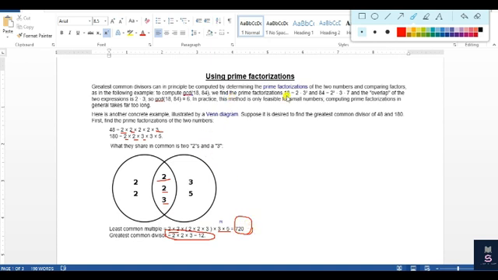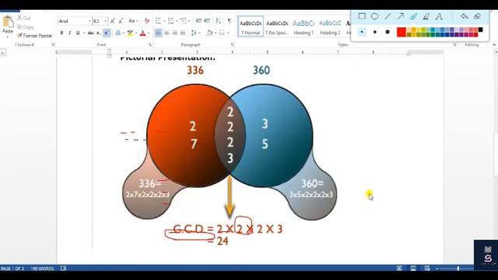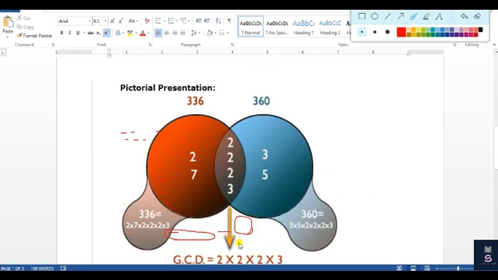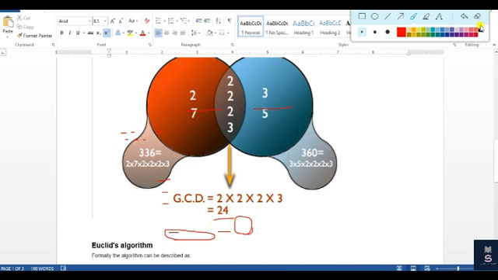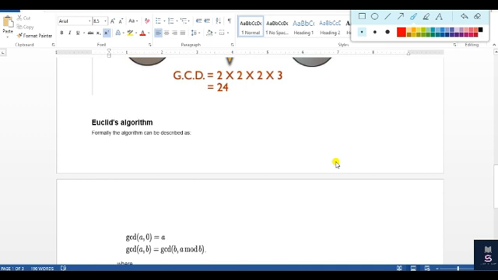So by prime factorization we can find the LCM of two numbers, and we can also find the GCD of two numbers. But in this coding example, I will discuss another method. This is a pictorial representation of the factorization of two numbers, for example 336 and 360, whose GCD is 24. Now I am going to discuss another algorithm: the Euclidean algorithm.